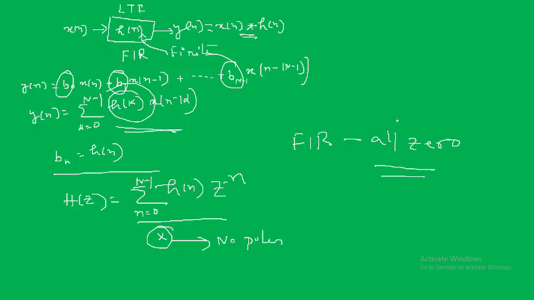If we have all zeros, that means it is always stable. FIR filters are always stable, because we know that zeros do not contribute to instability, whereas poles do. All the poles need to be on the left-hand side of the S plane or within the unit circle of the Z plane to have a stable system. So here we do not have any poles, we have only zeros. So that is why FIR filters are always stable filters.